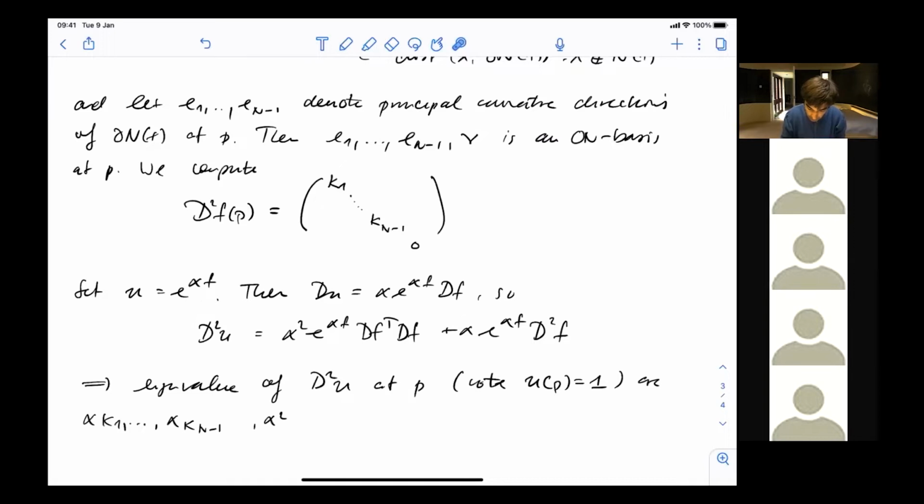f is the distance function. So that gradient has length 1. So we get alpha squared here. But you see now, the idea is if you make alpha very big, you can make this here much bigger than any of the other ones here. That's the trick.